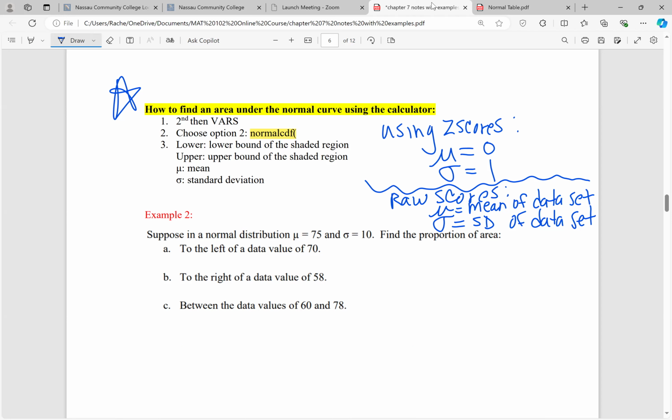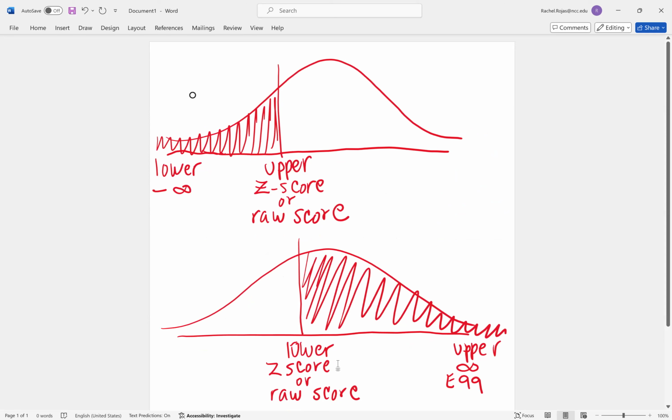So before we actually get into an example, let me show you what I mean when I say lower and upper. So there's 3 different scenarios. The first scenario that I have here is if we're shading to the left of a particular z-score or a raw score, right? The areas to the left. So the lower is going to be, where does the shading begin from the left-hand side?